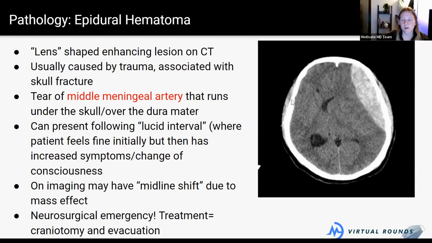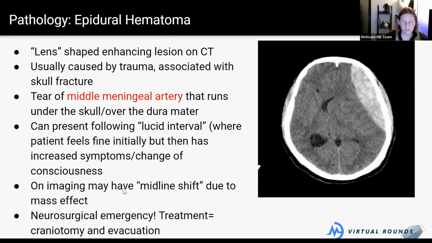And the underlying mechanism for an epidural hematoma is a tear of this middle meningeal artery here. I don't know if there's a good way to remember that, but this is the main artery that is affected in an epidural hematoma. And this is the one, like I mentioned before, that can present with a lucid interval where your patient can feel totally fine initially, but then shortly after they have increased symptoms or a change in their mental status.